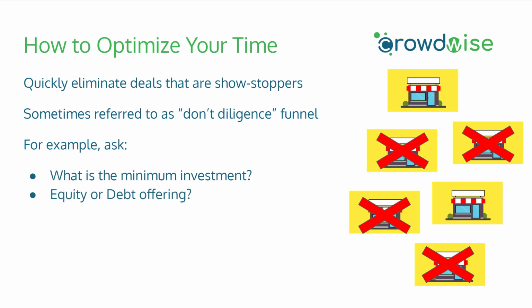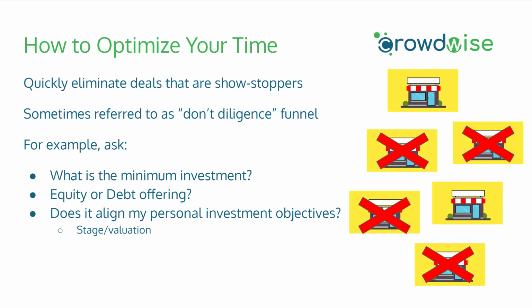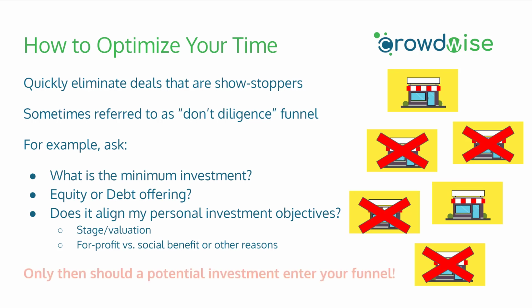Also, look at the deal terms. Is it an equity or debt offering? If you're a for-profit investor, you probably want to be avoiding those debt offerings that have caps and thus limited upside potential. Also, does it align with your personal investment objectives? Perhaps you prefer to invest at a certain stage or valuation range that you're familiar with, or if you're a for-profit versus, say, a social benefit or other reason investor. All these types of things can very quickly help you eliminate businesses that don't belong in your portfolio and help you save time to only do due diligence on those investments that do belong. Only then, after you've done some of these initial quick eliminations, should a potential investment enter your funnel.